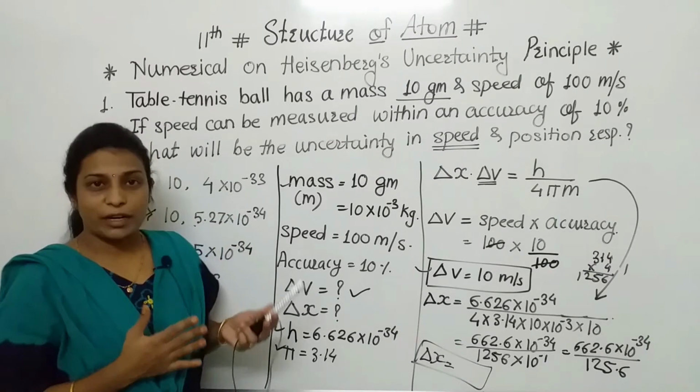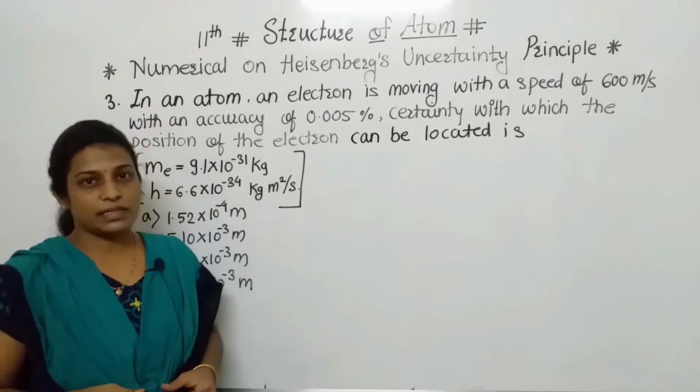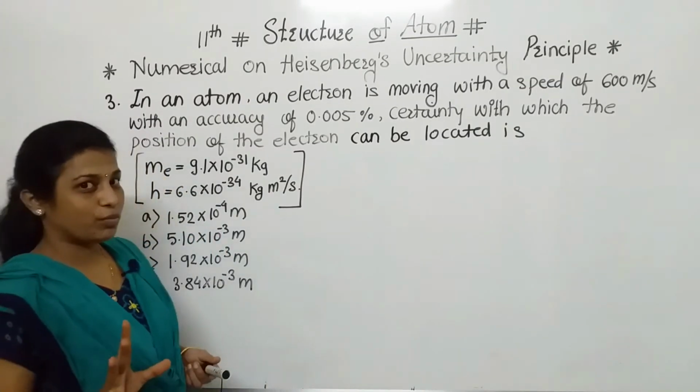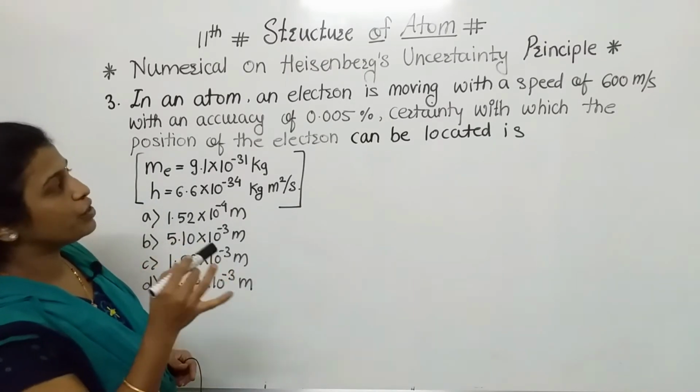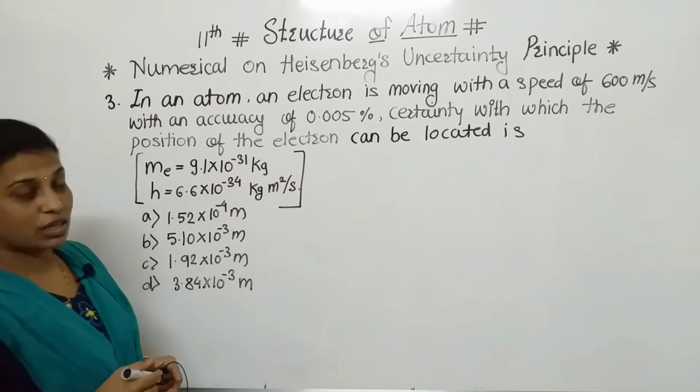So here we have completed the first example. So this is the last example. After that I will not make a board for you. Now the example: in an atom, an electron is moving with a speed of, what is given? Speed.